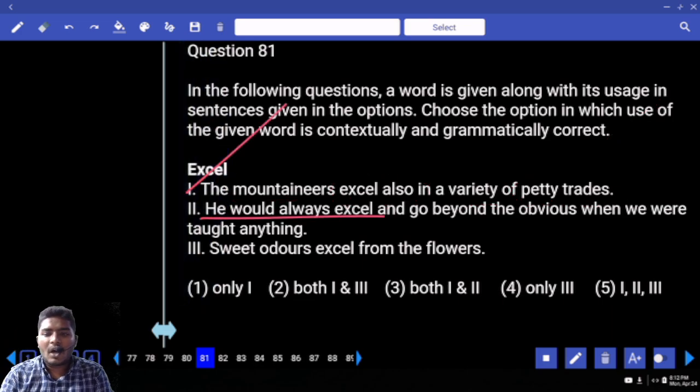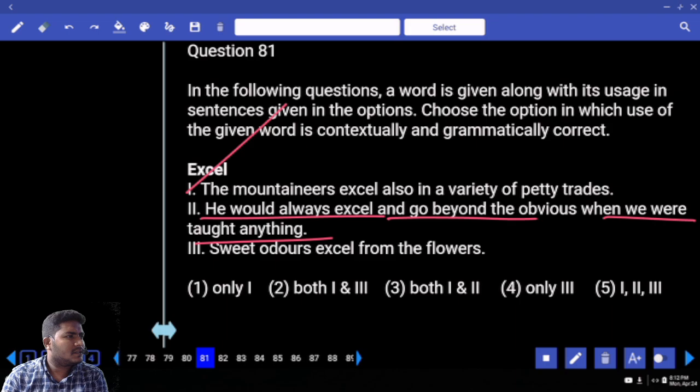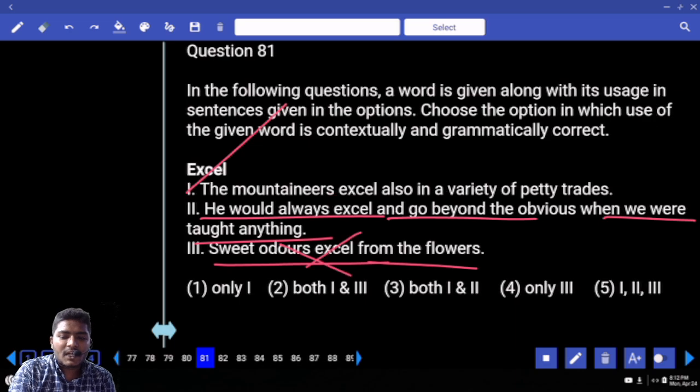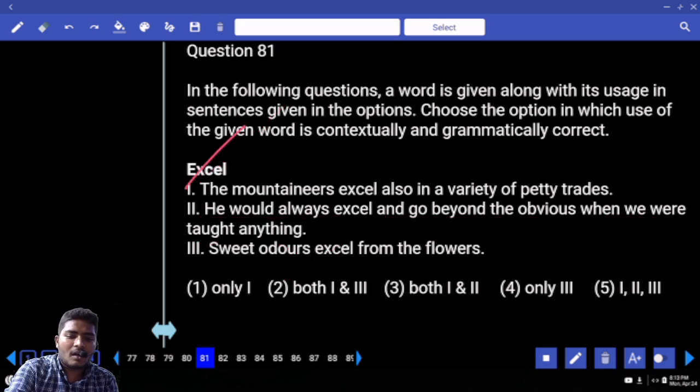Next one, he would always excel and go beyond the obvious when we were taught anything. Does it make any sense? Okay, let us keep that on hold. Move to third one. Sweet udders excel from the flowers. Can we go with this? Emanate from the flowers. Okay, it is not the correct one. Eliminate. Your answer must be 1 or 1 and 2.